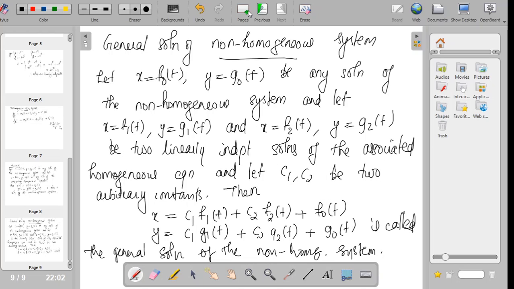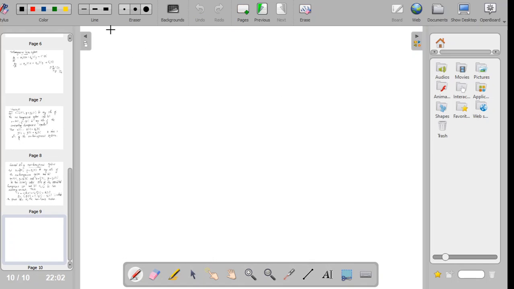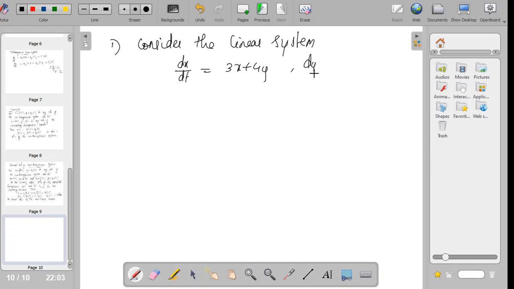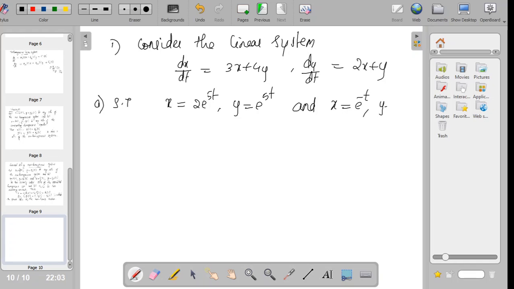So we have seen a few basic theorems. So let us do a problem. Consider the linear system dx/dt = 3x + 4y and dy/dt = 2x + y. The question is to show that x = 2e^(5t), y = e^(5t), and x = e^(-t), y = -e^(-t) are solutions of the system.